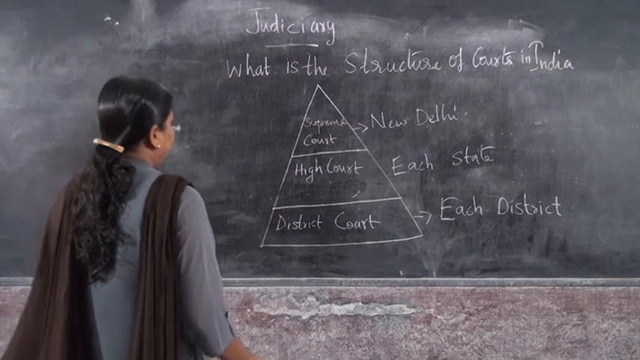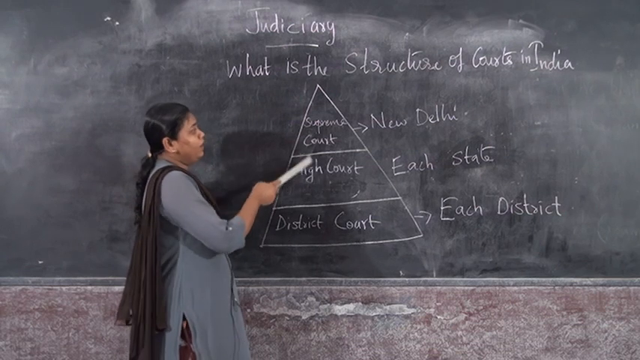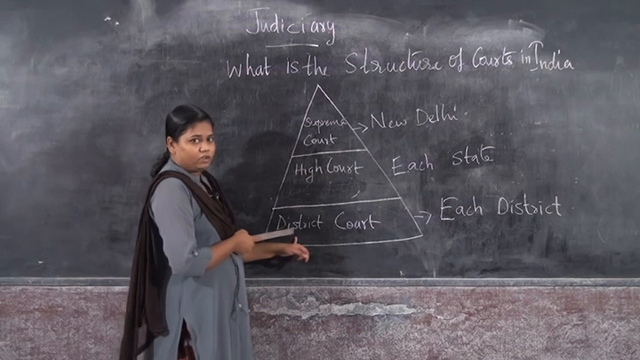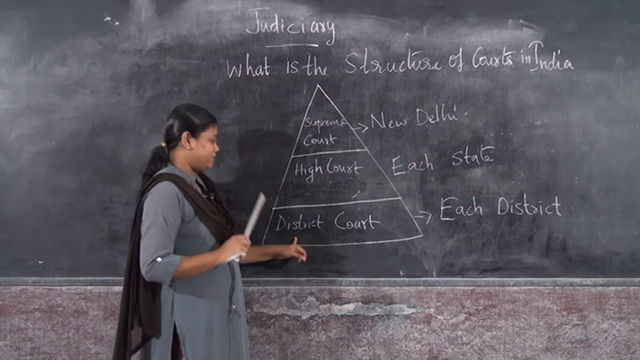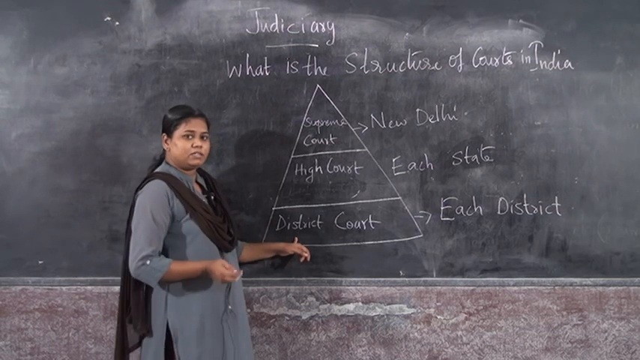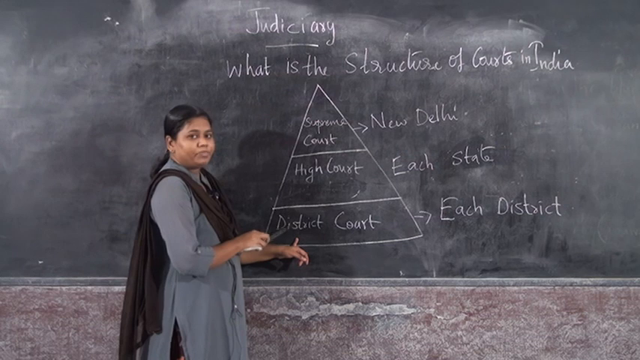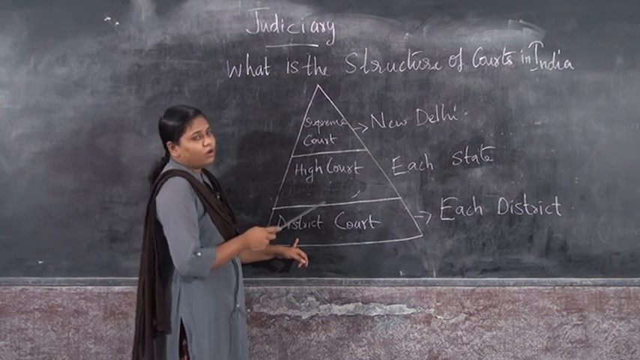There are 3 types of courts, that is district court, high court and supreme court. The lowest level is the district court. Each Indian state is divided into districts, and each district has its court, called the district court. District judges preside over the district court.